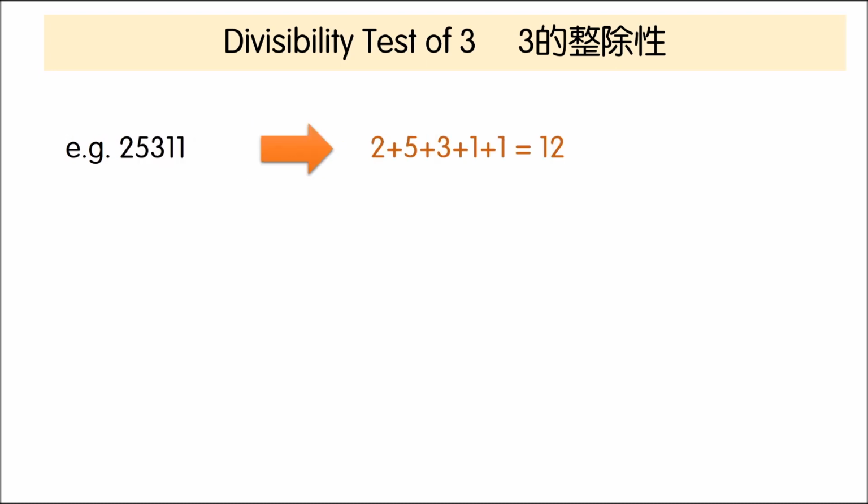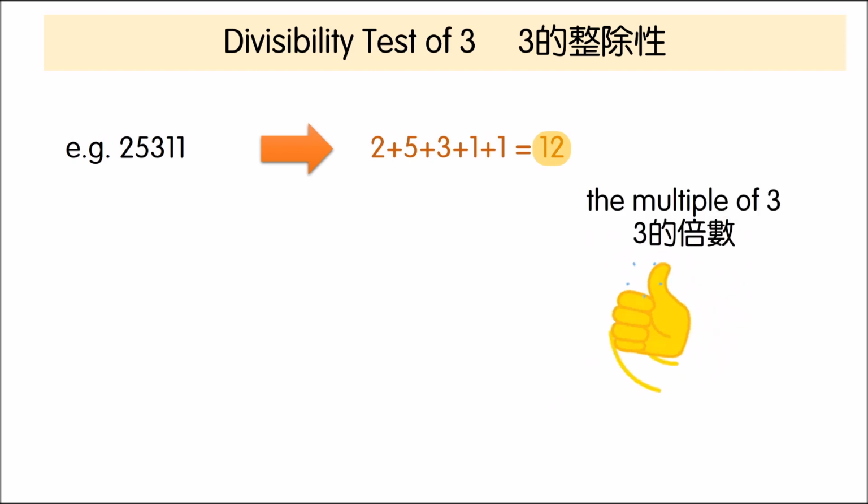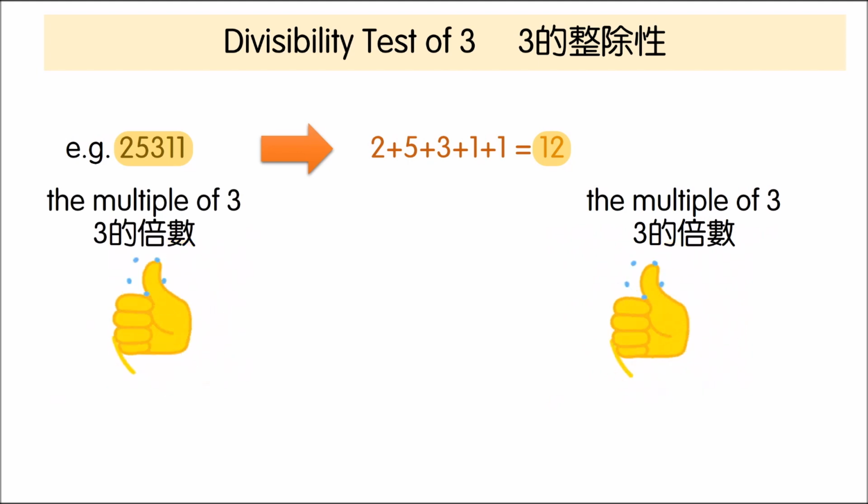For example, in this particular case, the digits sum up to be 12. If this sum is a multiple of 3, that means the bigger number, 25,311, is definitely also a multiple of 3, meaning it can be divided by 3.